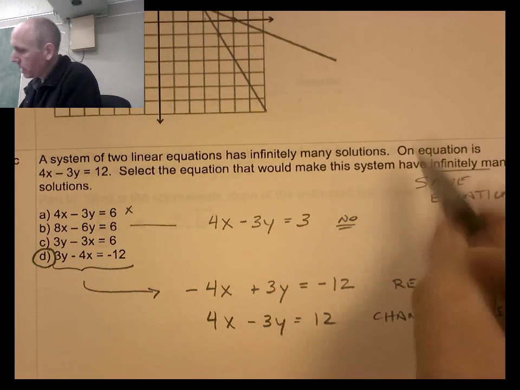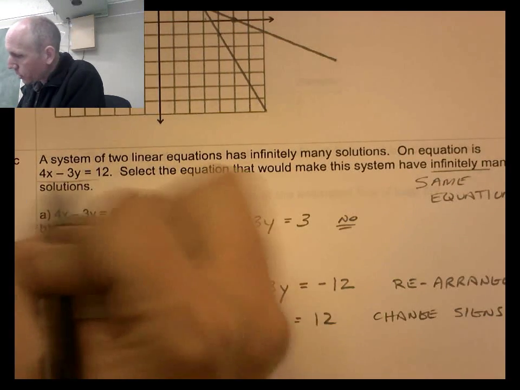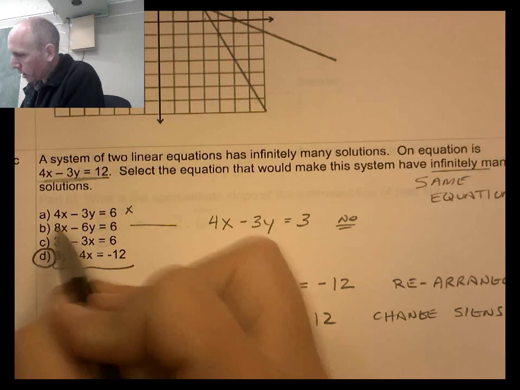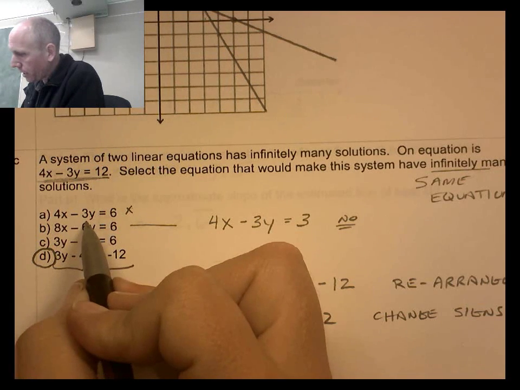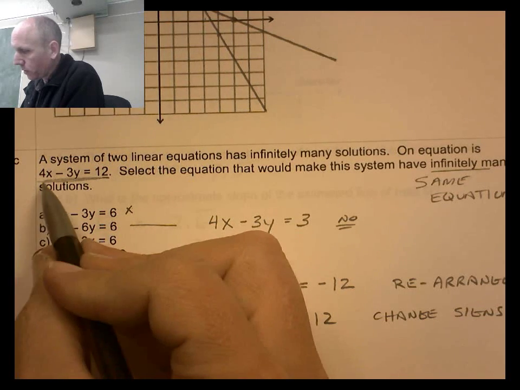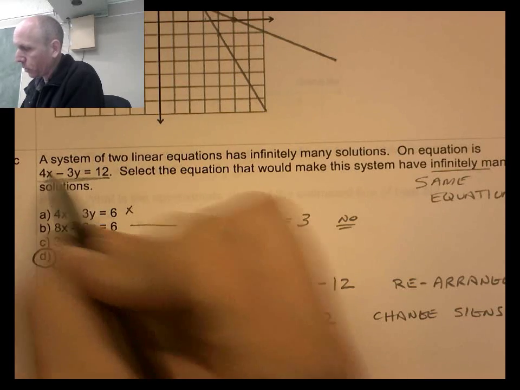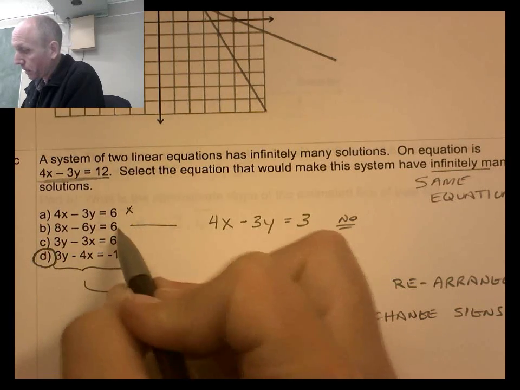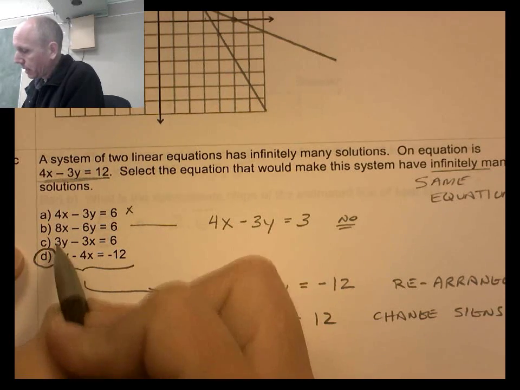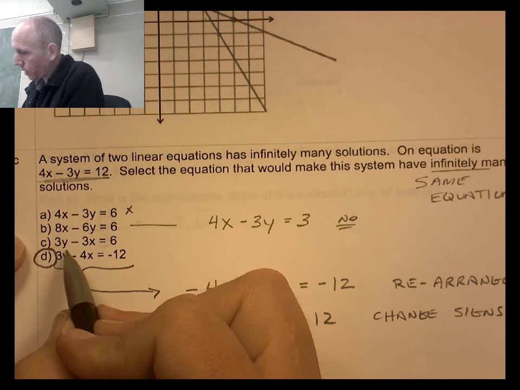Okay. I want infinite solutions, so I want this equation right here to match one of those. Well, 4x minus 3y equals 6. That doesn't match 8x. Well, I could divide that by 2, which turns it into a 4, and a 3, and a 3. Nope, that doesn't match. This guy right here, 3y.